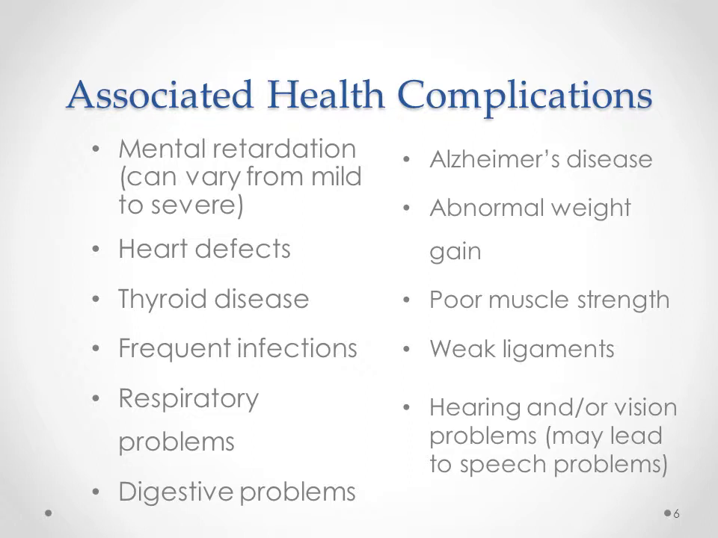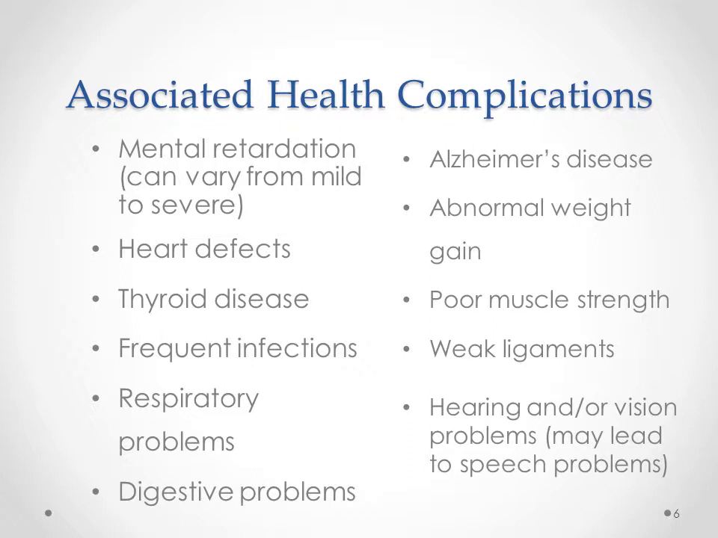You'll see some thyroid diseases, and some of those thyroid diseases contribute to some obesity, some weight gain. You see frequent infections, some respiratory problems. You may see digestive problems. There's a higher incidence with individuals with Down syndrome when they reach an older age that have Alzheimer's disease. And I've seen a couple people with Down syndrome that have Alzheimer's disease. They were on our Alzheimer's unit.